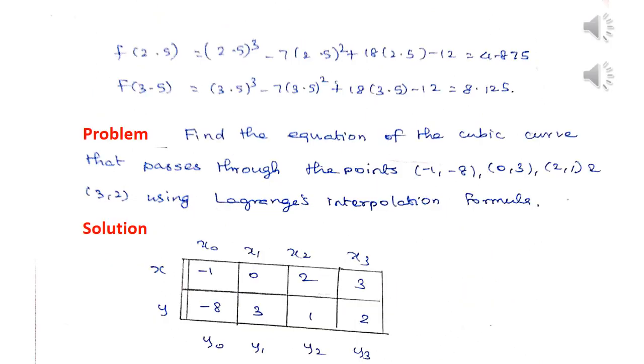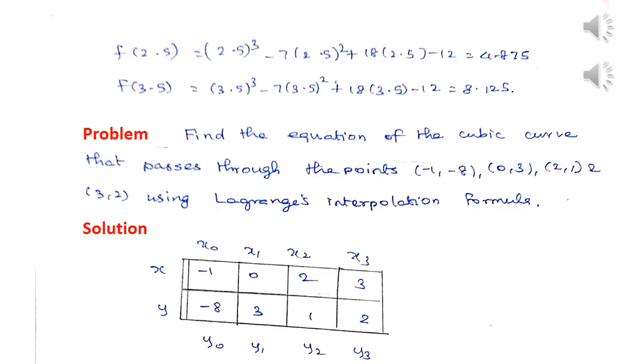This is the required Lagrange's polynomial. Now we are going to find the value of f of 2.5 and f of 3.5. We have the Lagrange's polynomial f of x. We substitute x equal to 2.5 in this equation. We can get the value of f of 2.5 which is equal to 4.875, and we substitute x equal to 3.5 in this equation. We get the value of f of 3.5 which is equal to 8.125.